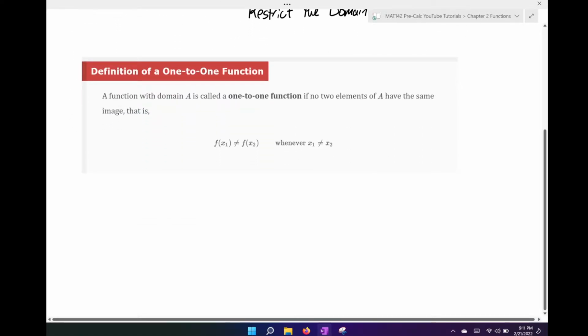So real quick first, the definition of something that is one-to-one. A function with domain A is called one-to-one if no two elements of A have the same image. That is, f of x1 cannot equal f of x2 whenever x1 does not equal x2. Another way of writing this that I think makes a lot more sense is if f of x1 equals f of x2, then x1 has to equal x2.